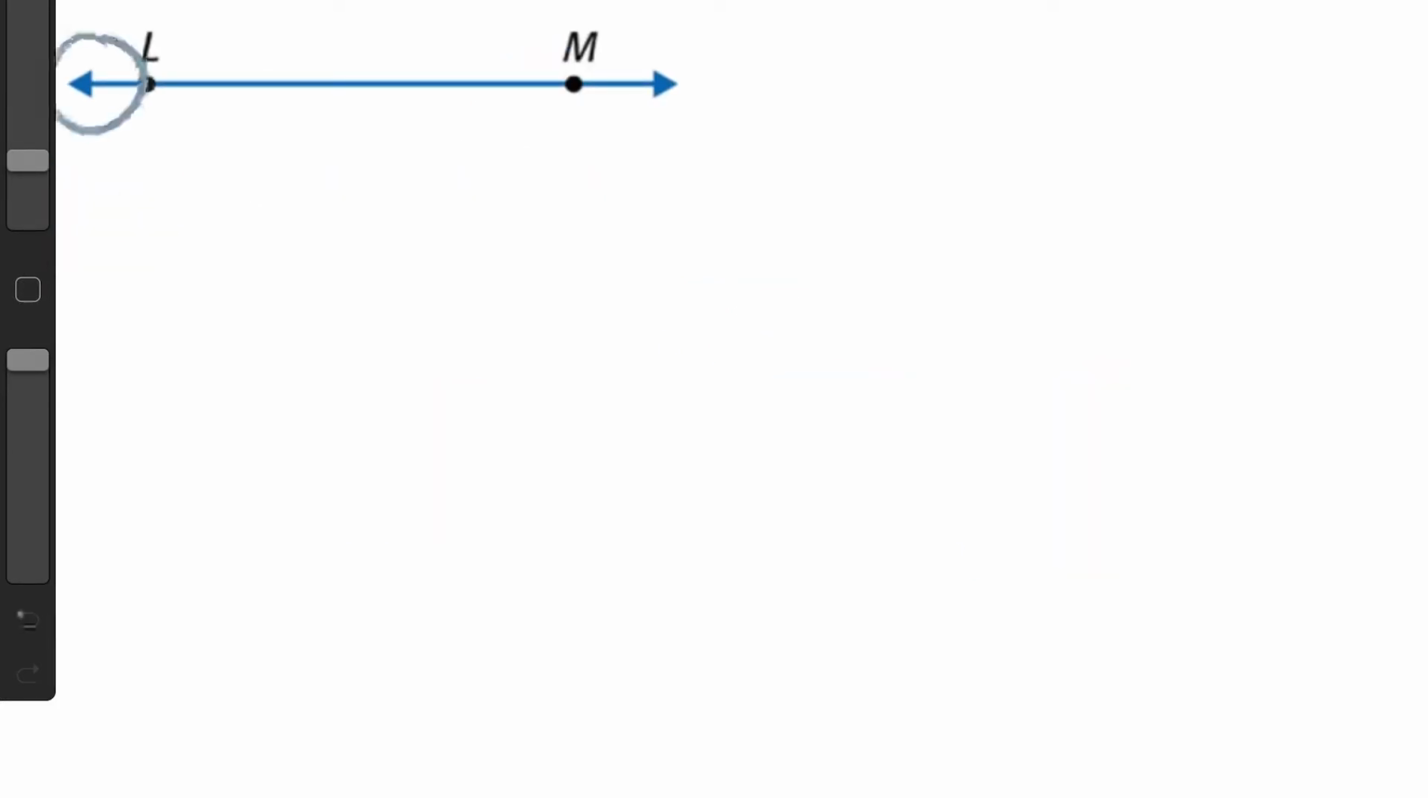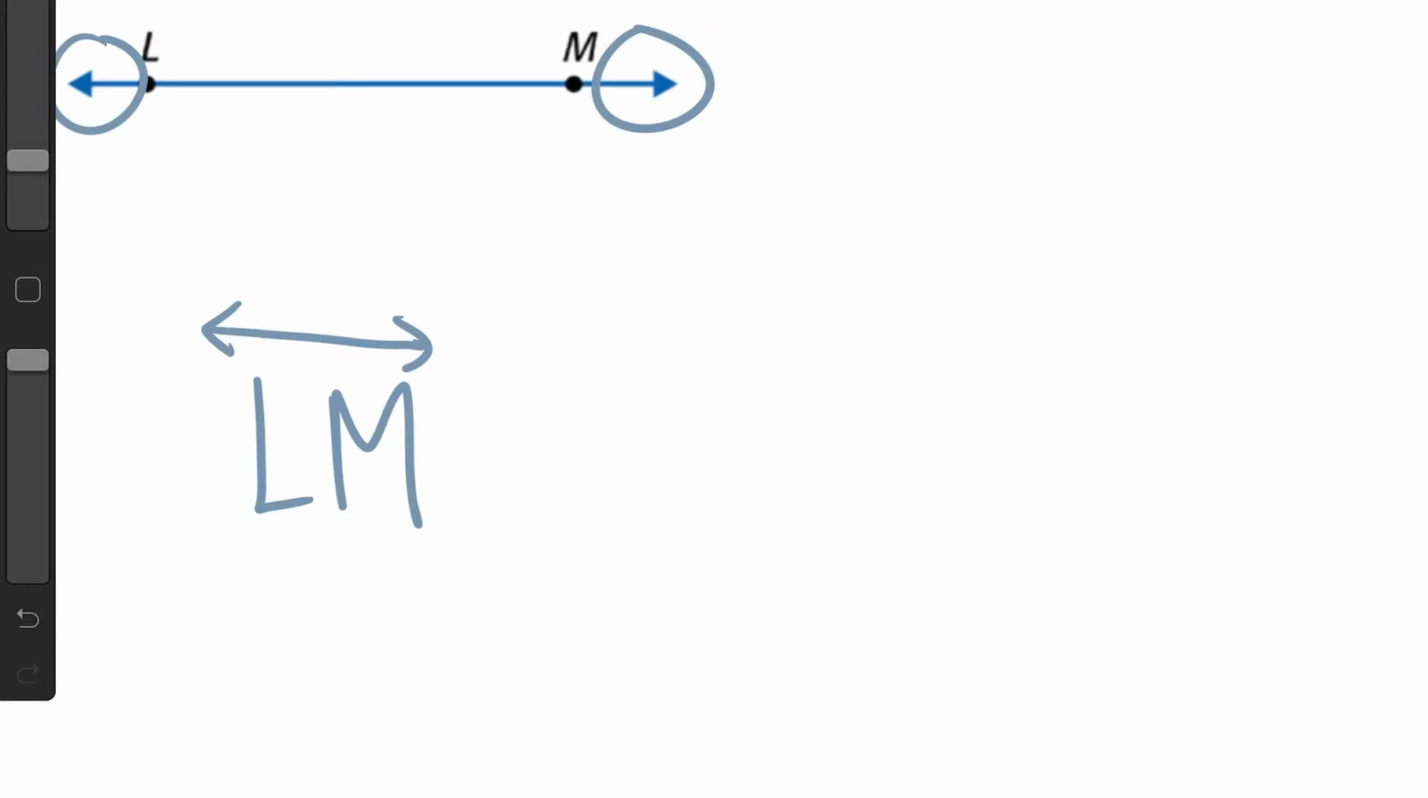Alright, this next one is different from the last 2. It's got 2 arrows on our ends, and it is LM. If we were drawing it, we'd draw LM with an arrow on each end, just like we see up there. We would call it line LM.